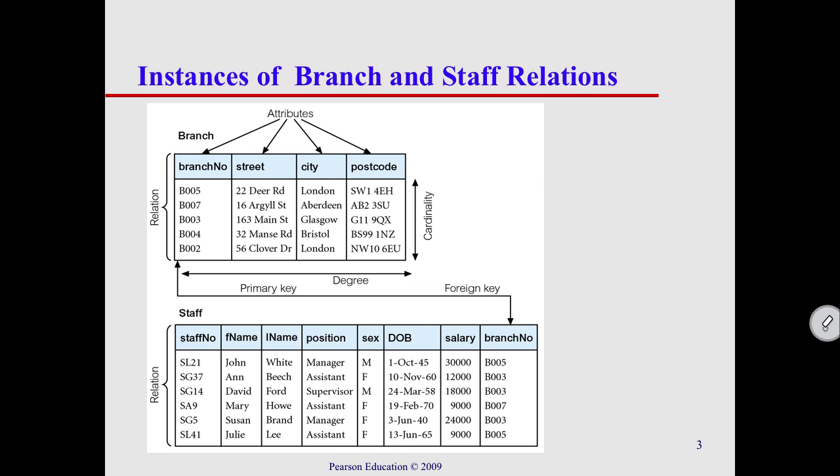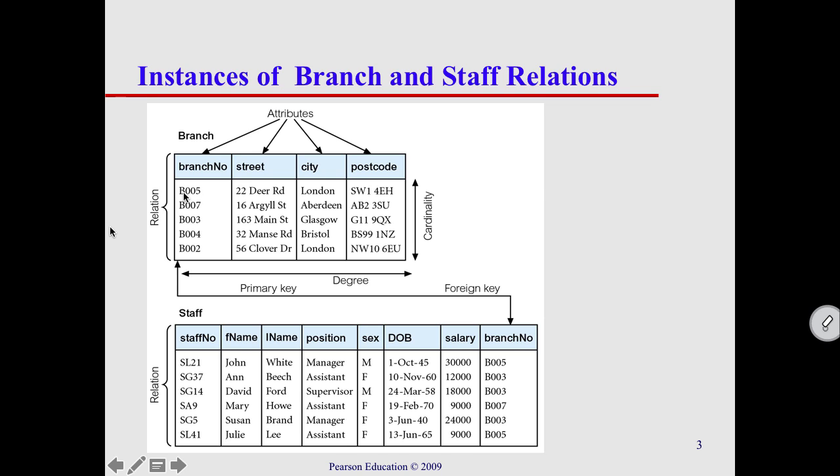And then you see the second thing, foreign key. So a foreign key is what allows us to join the information in two different relations. So for example, if we wanted to find the street address at which John White works, what we would do is see that John White works at branch B005, so we could use that foreign key to go to the branch relation.